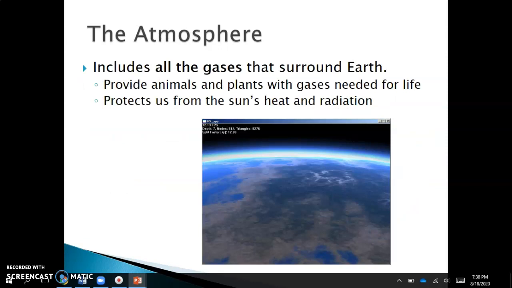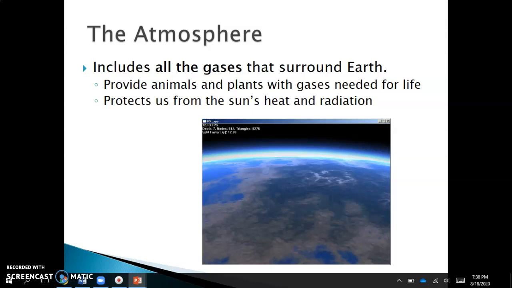The atmosphere, when we talk about the atmosphere, that's going to include all of the gases that surround Earth. These provide animals and plants with gases that they need for life, and it protects us from the sun's heat and radiation. So if you think about it, there's one major gas that's located in the atmosphere that we need. If we didn't have it, we would die.